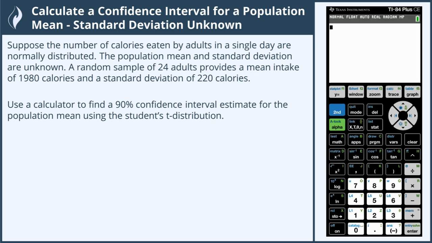We're going to basically read the problem and determine that we want a confidence interval, determine that it's for a mean, and determine that the standard deviation for the population is unknown. And based on the fact that the standard deviation for the population is unknown, that's going to tell us that we're going to go onto a student t distribution versus the z.